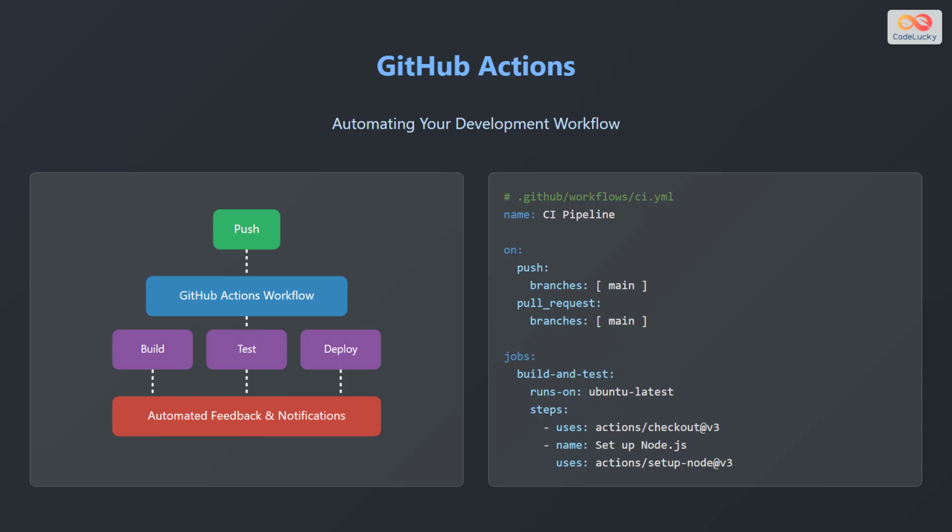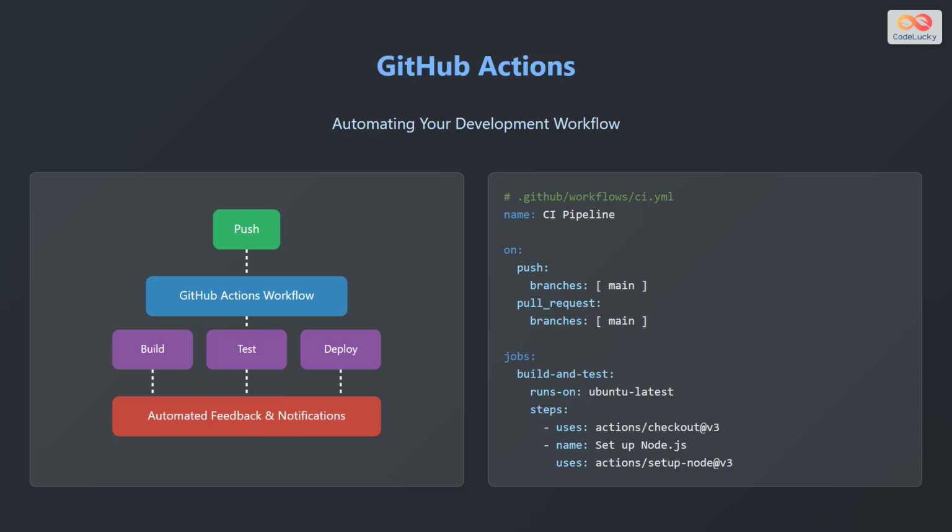GitHub Actions enables the automation of your development workflow. Upon a push event, a GitHub Actions workflow is triggered, which runs a set of jobs including build, test, and deploy, and provides automated feedback and notifications.